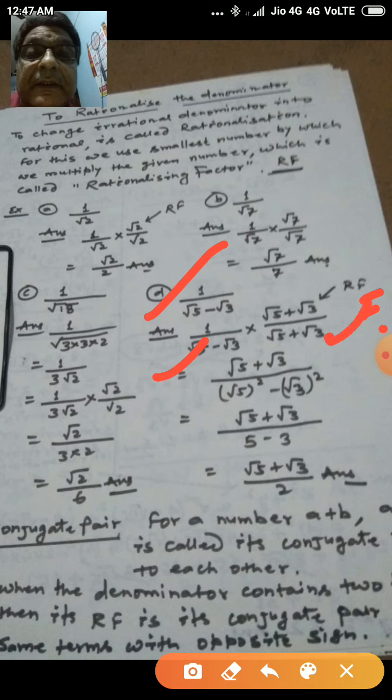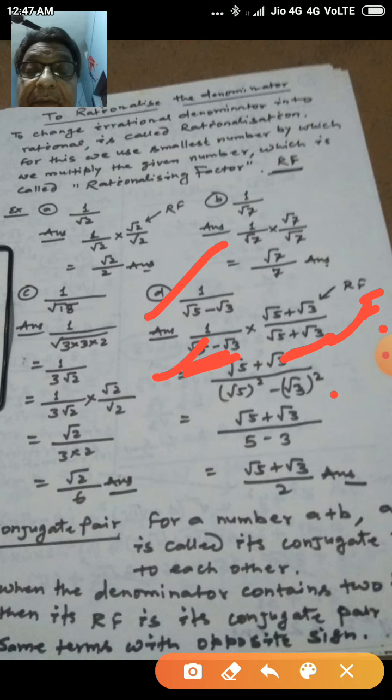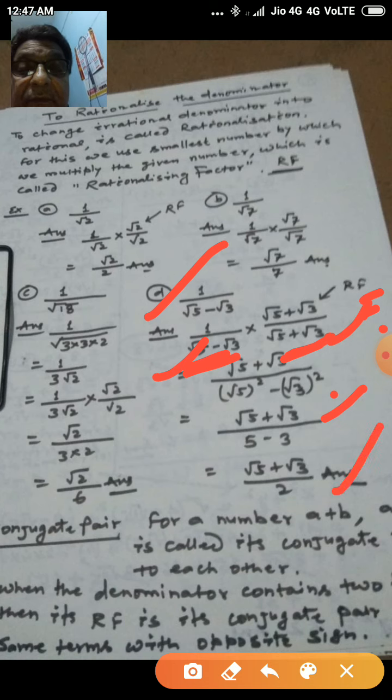So by multiplying this we get root 5 plus root 3 divided by root 5 whole square minus root 3 whole square, because here it is a minus b multiplied by a plus b, which equals a square minus b square. This is ultimately equal to root 5 plus root 3 by 5 minus 3, and finally it is root 5 plus root 3 by 2. Now this 2 is rational, so in this way we have rationalized.